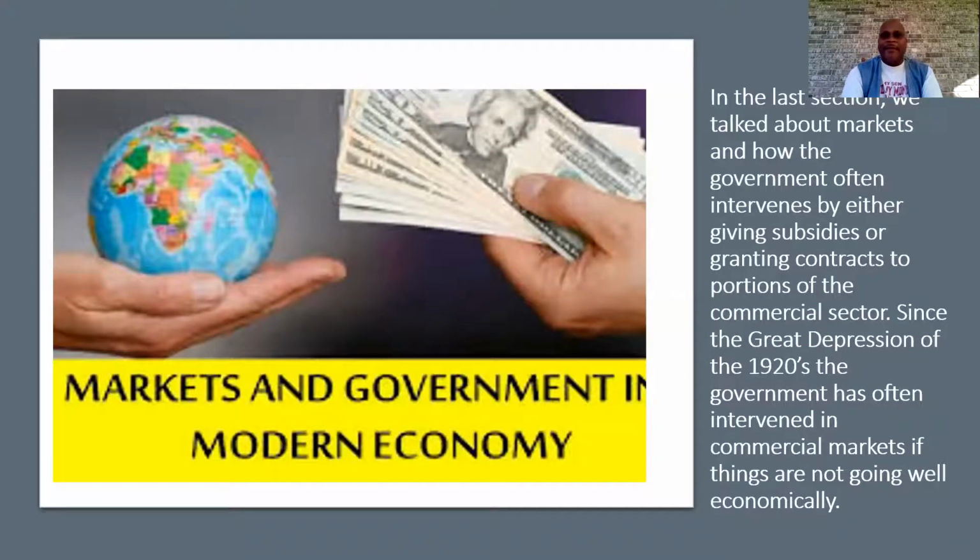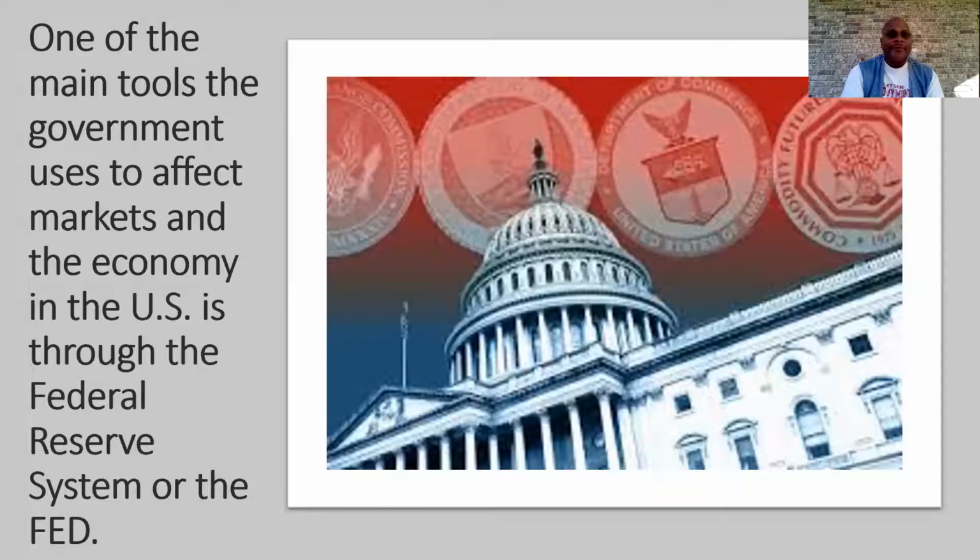All right, markets and governments in the modern economy. In the last section, we talked about markets and how the government often intervenes by either giving subsidies or granting contracts to portions of the commercial sector. Since the Great Depression of the 1920s, the government has often intervened in commercial markets if things are not going well economically. Sometimes this is done for the good, sometimes unintentionally bad things occur. One of the main tools the government uses to affect markets and the economy in the U.S. is through the Federal Reserve System, or the Fed.